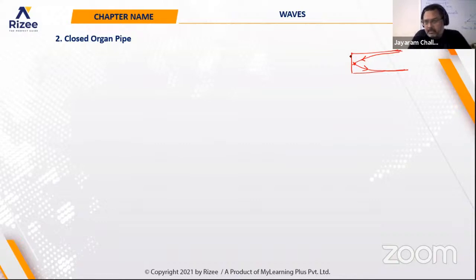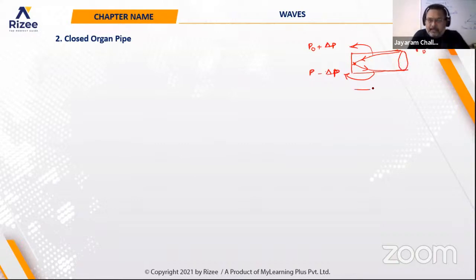As I have told you, the pressure at this particular point for the incident ray will be P naught plus delta P, whereas for the reflected ray, it will be P naught minus delta P. This is the pressure for this ray, and this is the pressure for the other ray, and the pressure at the open side is going to be the atmospheric pressure.